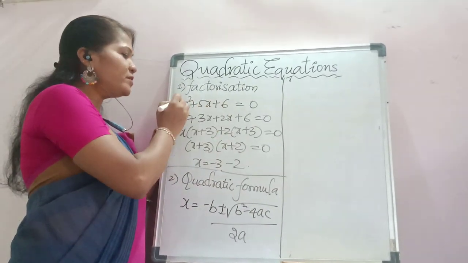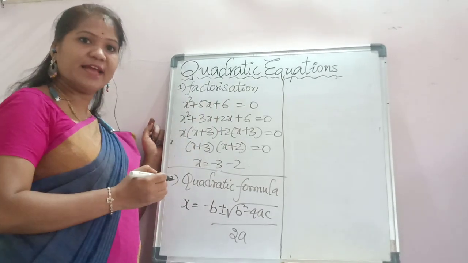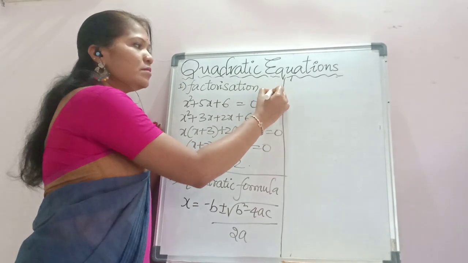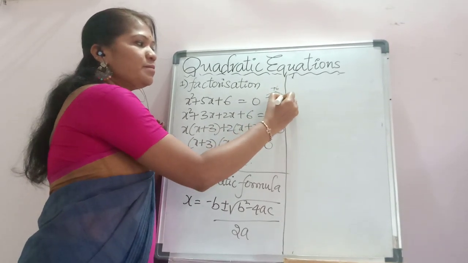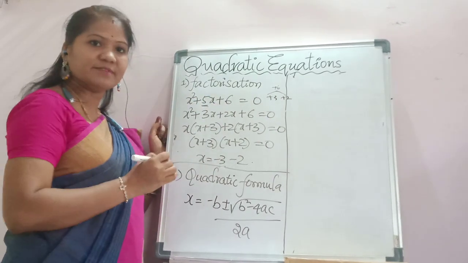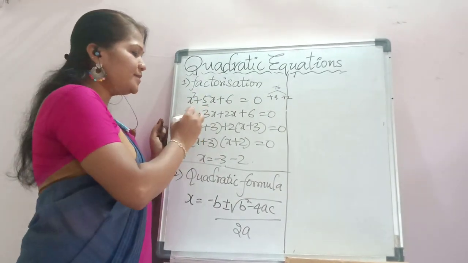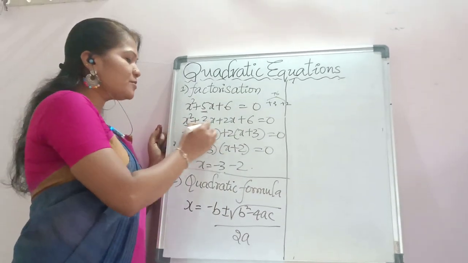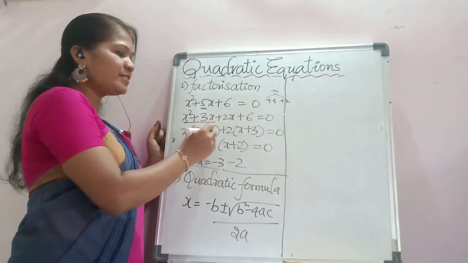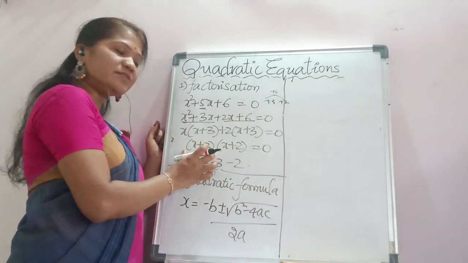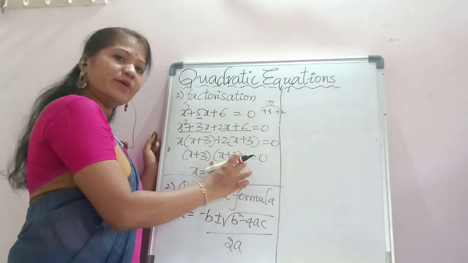The factors for 6 are 3 and 2. 3 into 2 will be plus 6, and plus 3 and plus 2 should give the middle term, plus 5, right? So I got x square plus 3x plus 2x plus 6 equals 0. Taking x common in these two, x into x plus 3, and 2 common in these two, 2 into x plus 3. So what are the factors I got for this? x plus 3 into x plus 2.